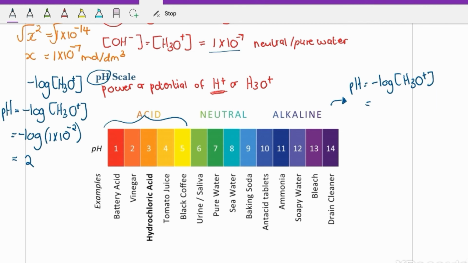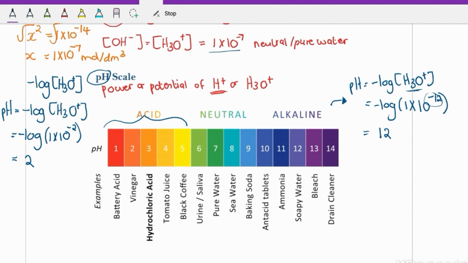So let's say your solution is very basic. That means that you will have a very low hydronium ion concentration. So we can choose a value that's very small. Let's take 1 times 10 to the -12, for example. You can see that value is very low. If I quickly work that out on my calculator, that will give me a pH of 12. Okay, so that's how you can go about working out the pH on your pH scale.